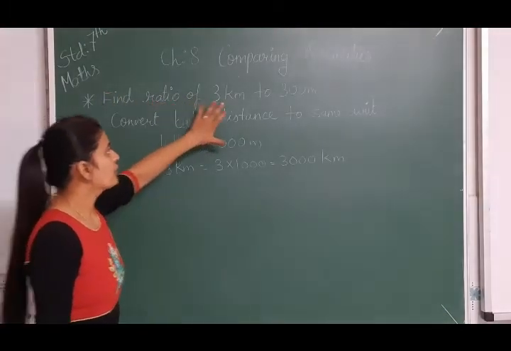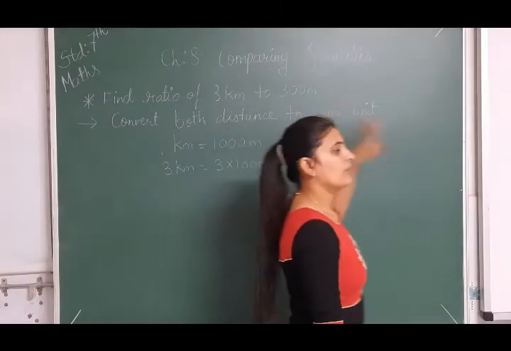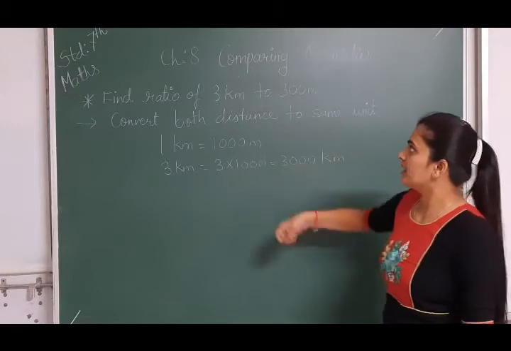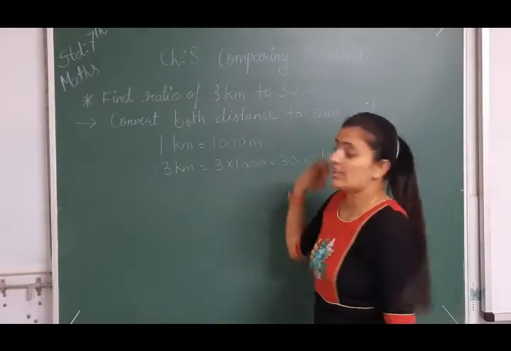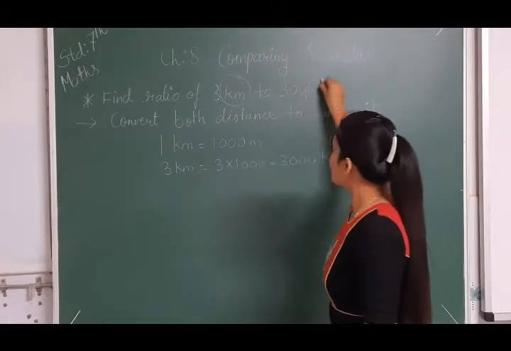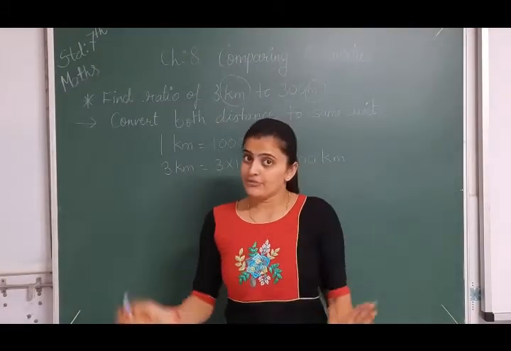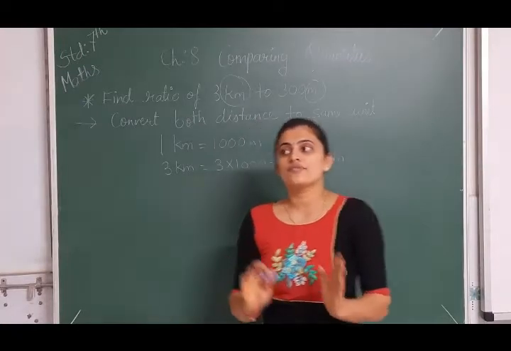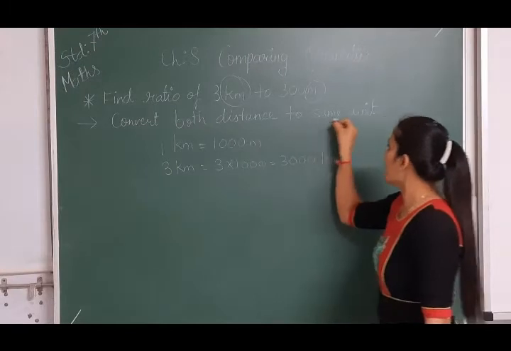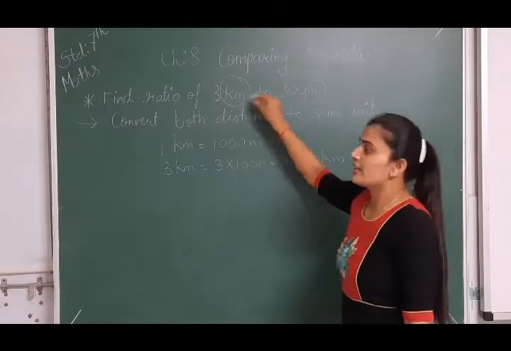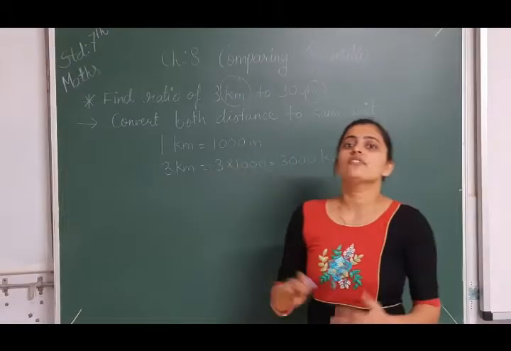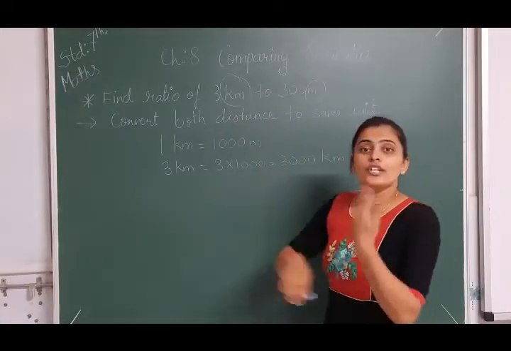Find the ratio of 3 km to 300 meter. Now you can see that we have to find out the ratio of 3 km to 300 meter. Here, first we will check whether the units are the same or not. Here kilometer is there and here meter is there. Means the units are different. So we have to make the units the same first. So the first step will be to convert both distances to the same unit. You can convert both of them to kilometer or both of them to meter. To make it easy, we will convert the kilometer into meter.